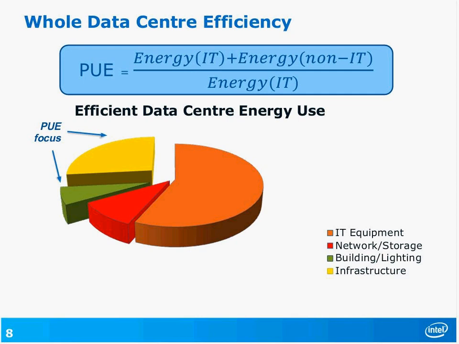It's really pretty simple. The notion is how much power is coming into your data center facility overall. That goes in the numerator. And how much power is making its way to your IT equipment. That goes in the denominator. And so you end up with a ratio.